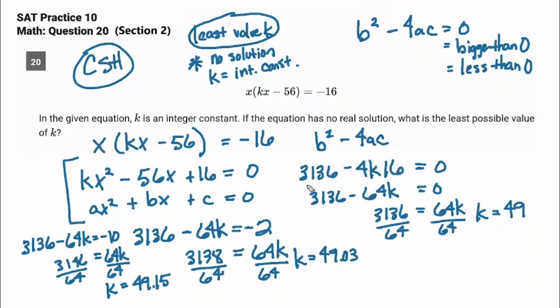It helps me because k has to be an integer constant. That is critical information. k is an integer constant. I plugged in negative 2, I got a little bit more than 49. I plugged in negative 10, I got a little bit more than a little bit more than 49. So what's the next integer constant that k can be if I have no solution? It's 50. It's just the next integer up. And that's the answer.